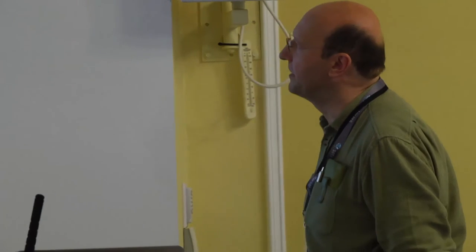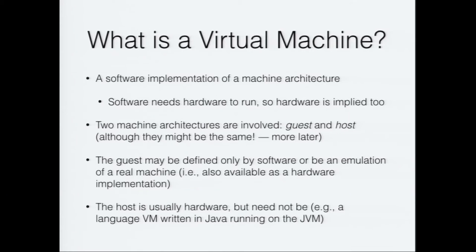But what is this thing? Okay, so you've got the box picture. What is it? It's a software implementation of a machine architecture, because it's virtual, it has to be in software. Now, to run software, you need hardware. So the hardware is kind of implied, too. There has to be some hardware in the picture if anything's going to happen.